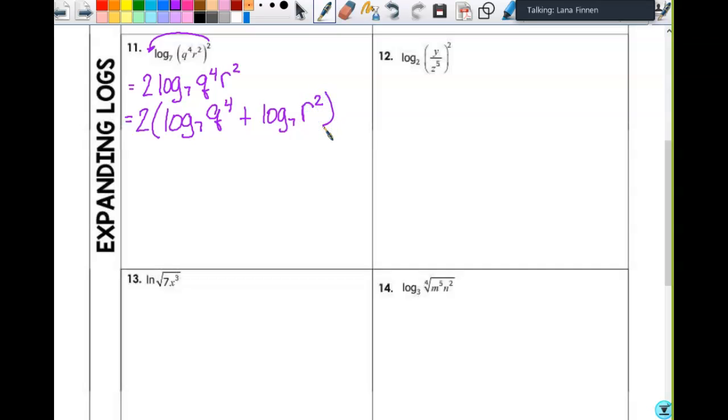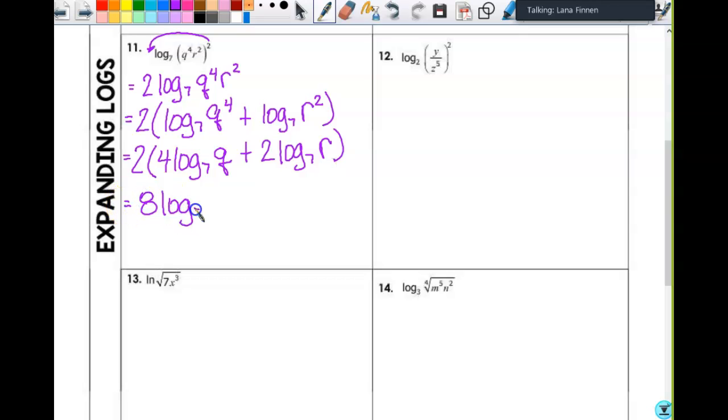Okay, so if you have something multiplied in front of a log, whenever you expand it, you have to have parentheses because it affects the whole thing. So then I'm going to drop these exponents down in front of these two logs, so I still have my 2 in my parentheses. Then that's 4 times the log base 7 of q plus 2 times log base 7 of r. And then to finish it up, I distribute. So this becomes 8 times log base 7 of q plus 4 times log base 7 of r.